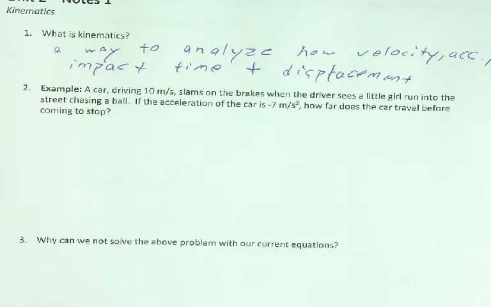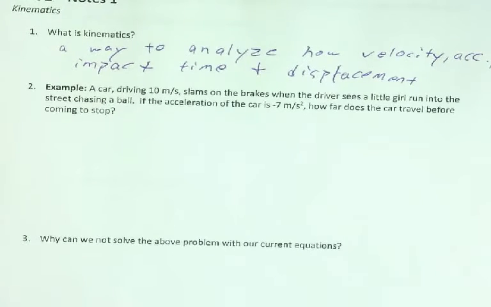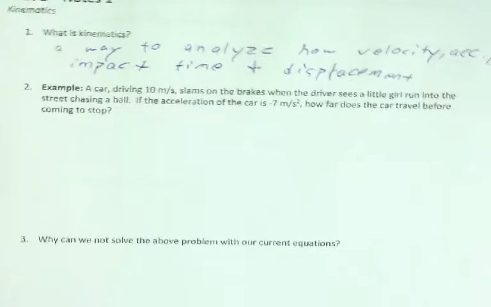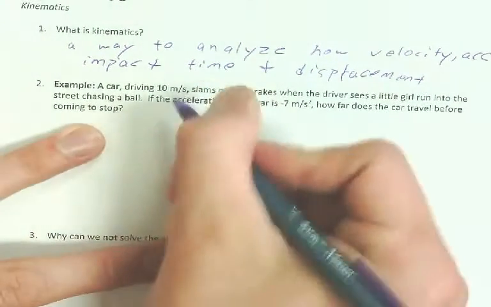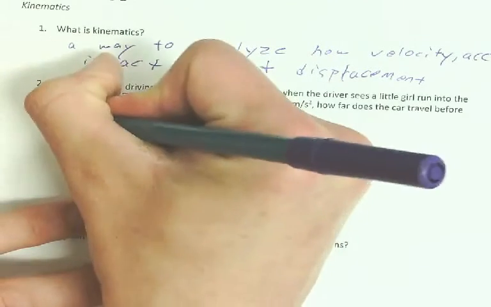Okay, so here's my example. A car is driving 10 meters per second. It slams on the brakes when the driver sees a little girl running into the street chasing a ball. If the acceleration of the car is negative 7 meters per second squared, how far did the car go before it stopped? So we're going to do our knowns and unknowns just like we've been doing. Nothing new and crazy here. So the car is driving 10 meters per second. So that's my initial velocity.